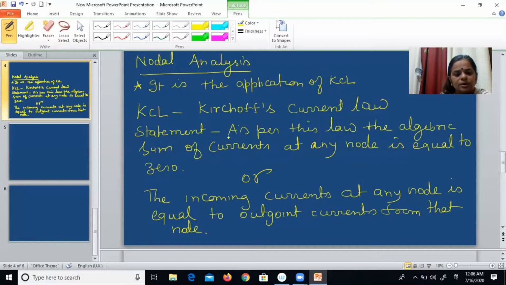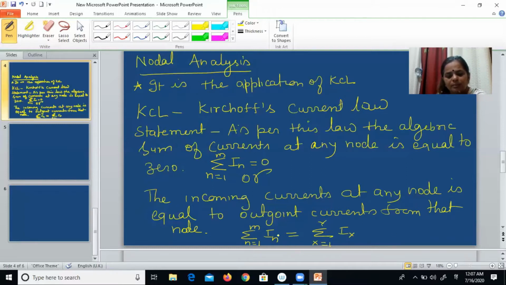Now if I want to represent this statement mathematically, I can write sigma I_n = 0, where n is equal to 1 to m. Similarly, I can write sigma I_n from n = 1 to m equals sigma I_x from x = 1 to y, where m are the number of incoming branches and y are the outgoing branches.